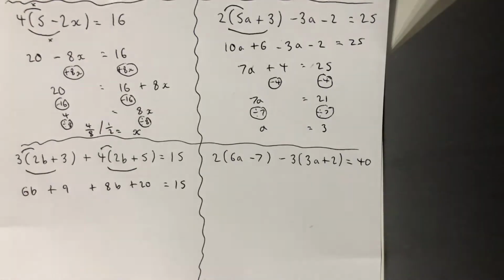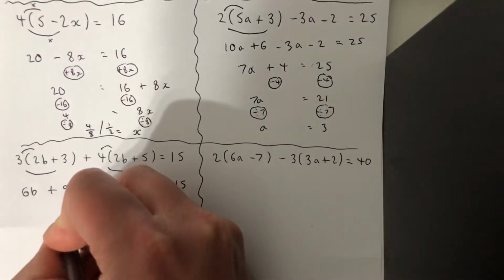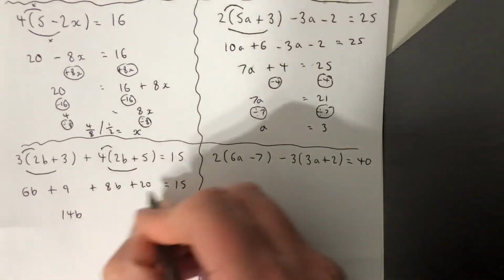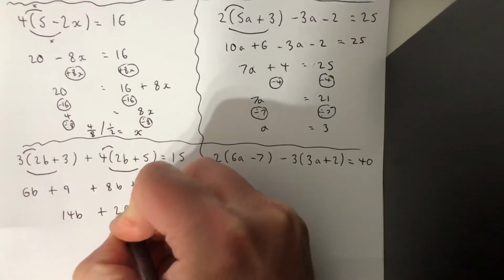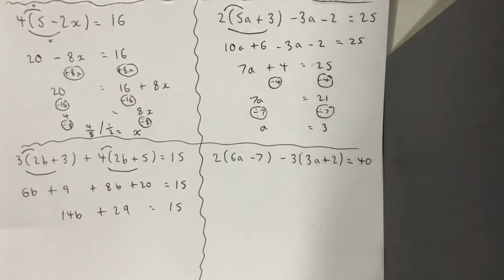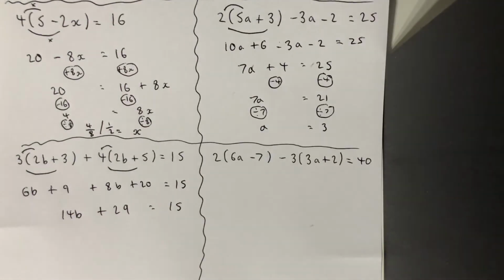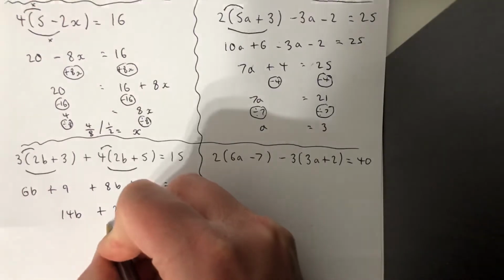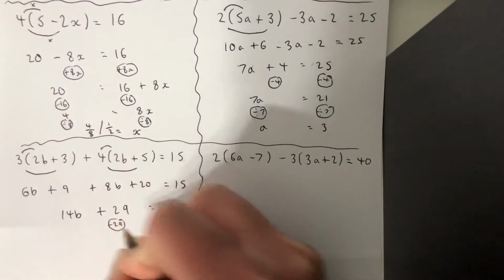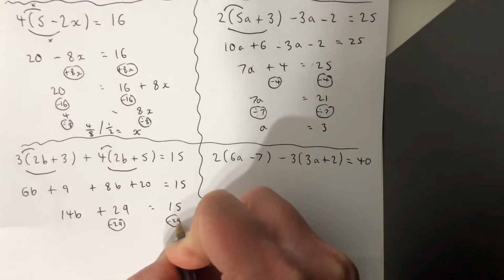So the 6b and 8b can get together. This is your second mark, will be 14b. The 9 and 20 come together to make 29. Okay, there we go. You know what? If you're in an exam, sometimes they do things like this, and they'll be like, okay, hold on. Because you're thinking, I've got to get rid of that 29, which you do, to isolate the term. You know what I'm spotting over here.